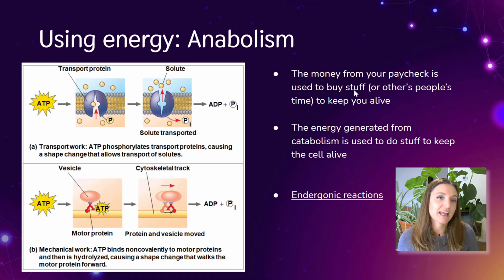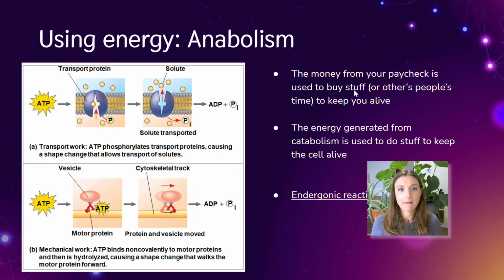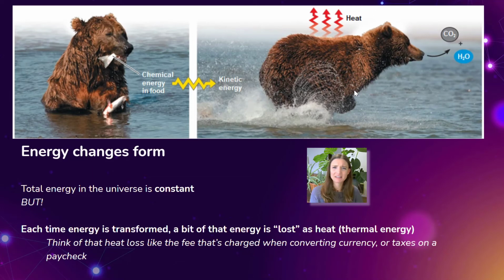So typically we say anabolic reactions are endergonic, meaning inside energy. We invest energy into those reactions for them to occur. Okay, they do not occur unless we invest energy into them. But the big idea here is that energy is just changing form. We're converting energy from one form to another.